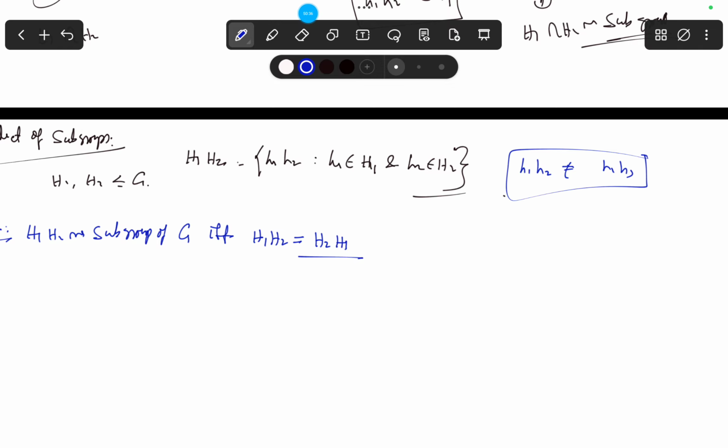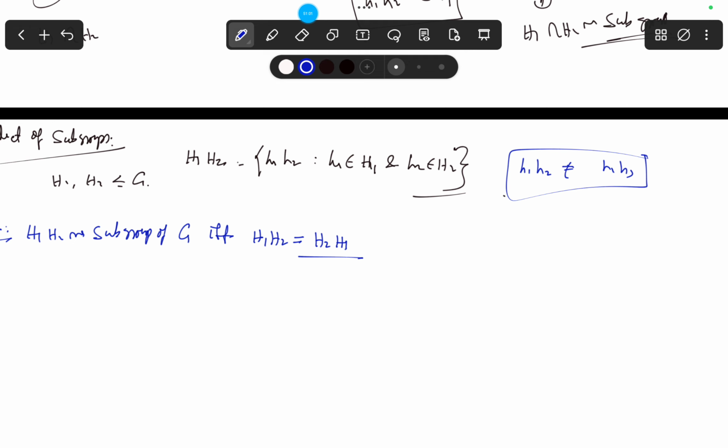Why may these two not be the same? Because you have not specified whether the group G is abelian or not. If the group G is abelian, then of course it is fine. We are done. We have nothing to be worried about. But if it is not an abelian group, then we need the property that the entire product of H1 and H2 and of H2 and H1 should be the same as a set.